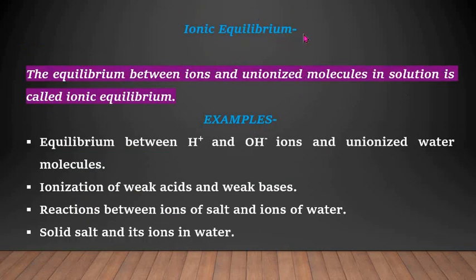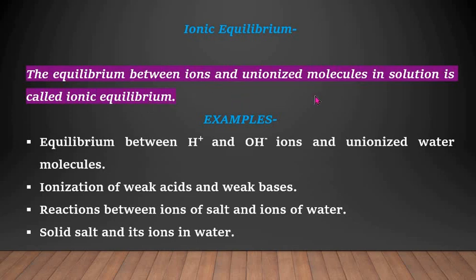Now what do we mean by ionic equilibrium? Whenever any compound is dissolved in a beaker, if it is not fully soluble or it is not a strong electrolyte, then some amount is converted into ions and some amount remains as unionized molecules. The equilibrium between ions and unionized molecules in the solution is called ionic equilibrium.